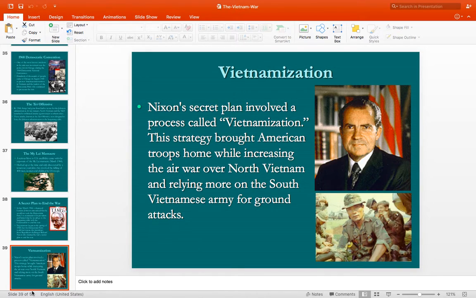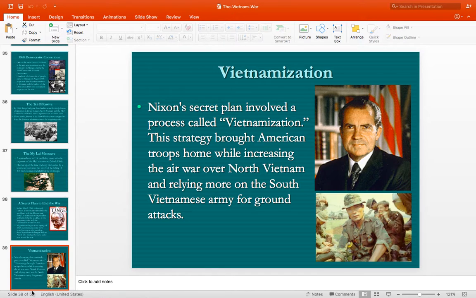But, sorry, just like Trump. He runs on the ticket of law and order, but he also says that he has a secret plan to end the war. And when he gets elected in '68, he implements said secret plan to end the war. And this was known as Vietnamization.